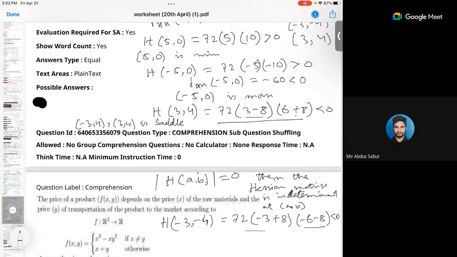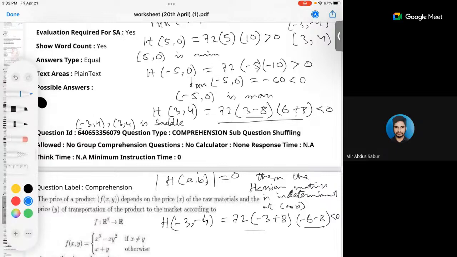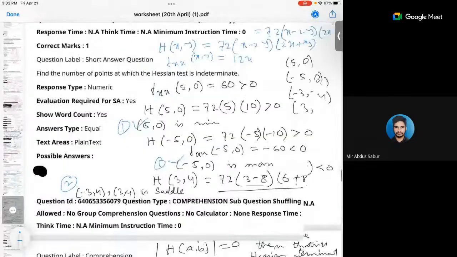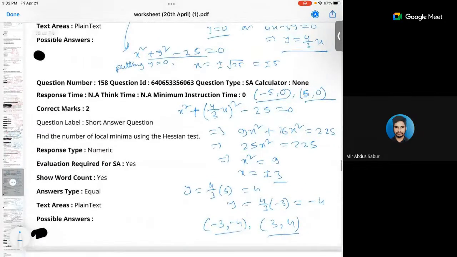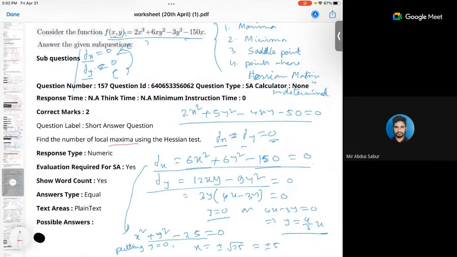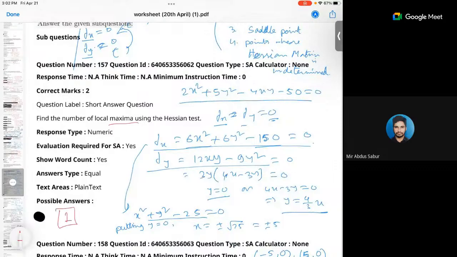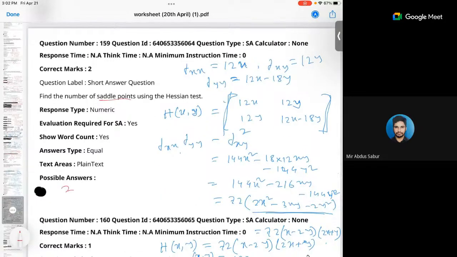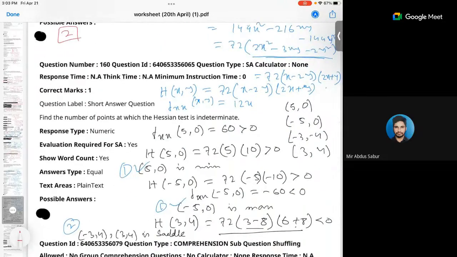So how many maxima, how many minima, how many saddle points did we get? We got one minima, one maxima, two saddle points, right? So here local maximum will be 1. It is local minima, so it will again be 1. It will be saddle point, so it will be 2. And the number of points that were indeterminate will be 0, because there are no such critical points. So it will be 0.